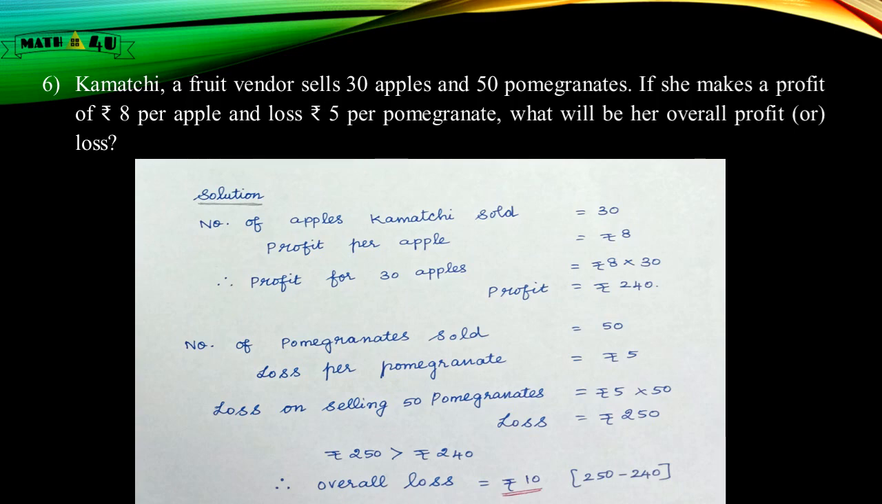Now, let us pass on to pomegranate. Number of pomegranates sold is equal to 50. Loss per pomegranate is equal to rupees 5. Loss on selling 50 pomegranates is equal to rupees 5 into 50, that is equal to rupees 250. Loss is more than profit, that is 250 is more than 240. Therefore, she got an overall loss of rupees 10.